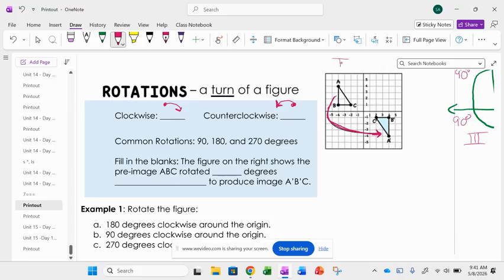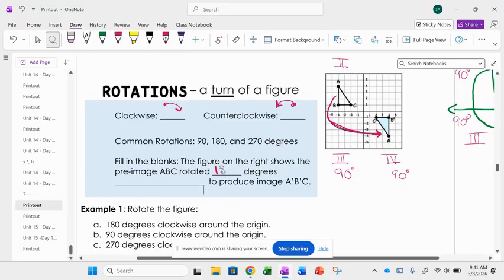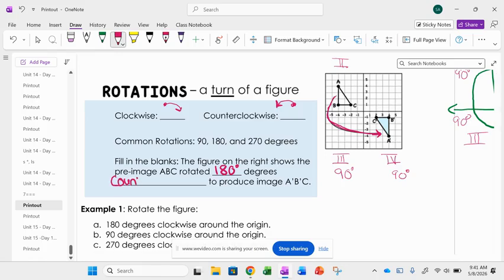And how many degrees was I rotated? So if I started in quadrant 2, I bypassed quadrant 3, and I ended in quadrant 4. How many degrees do you think that is? From quadrant 2 to quadrant 3, wouldn't that have been 90 degrees? And then another 90 degrees to get into quadrant 4. So how many degrees total, Olivia? 180. So we have rotated 180 degrees counterclockwise to produce image A prime, B prime, C prime.